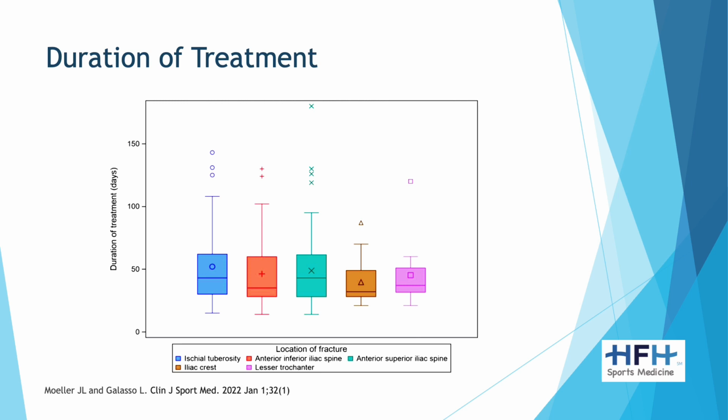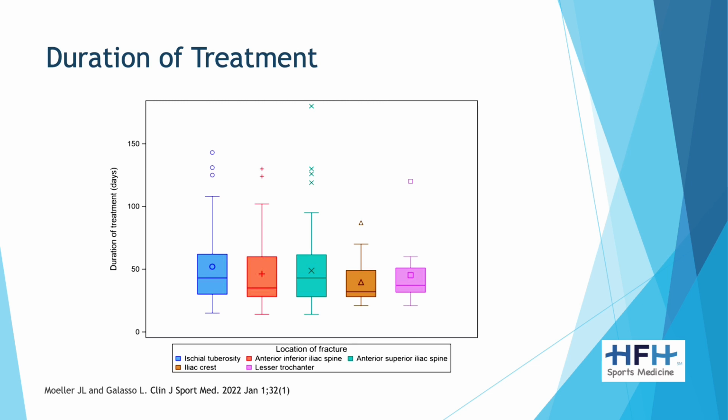What you see here are box and whisker plots showing the duration of care for individual regions of pelvic avulsion fracture. On this plot, the lowest bar represents the minimum value. The bottom line of the box represents the 25th percentile, and the line in the center of the box is the median. The geometric shape inside the box is the mean. The top line of the box is the 75th percentile.